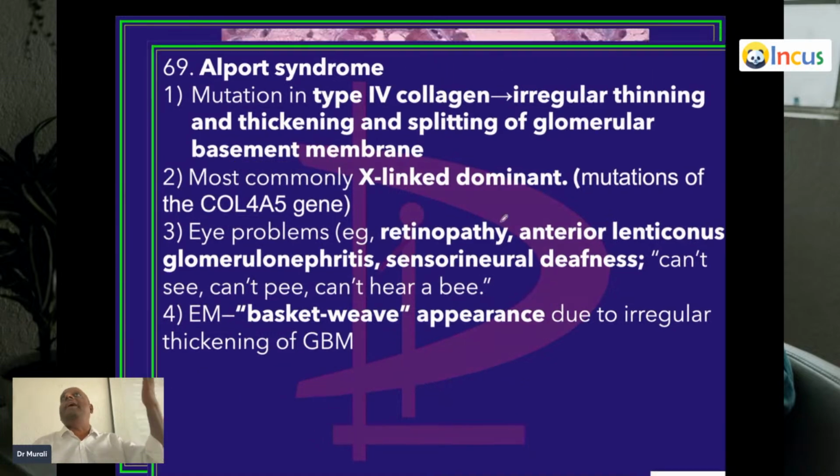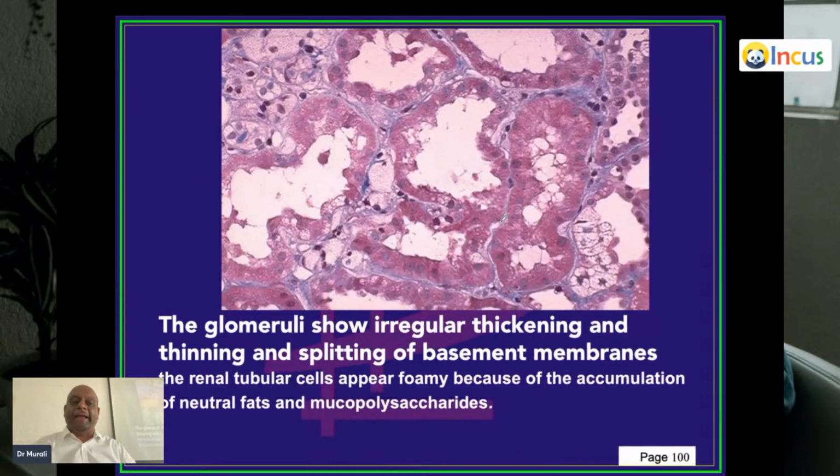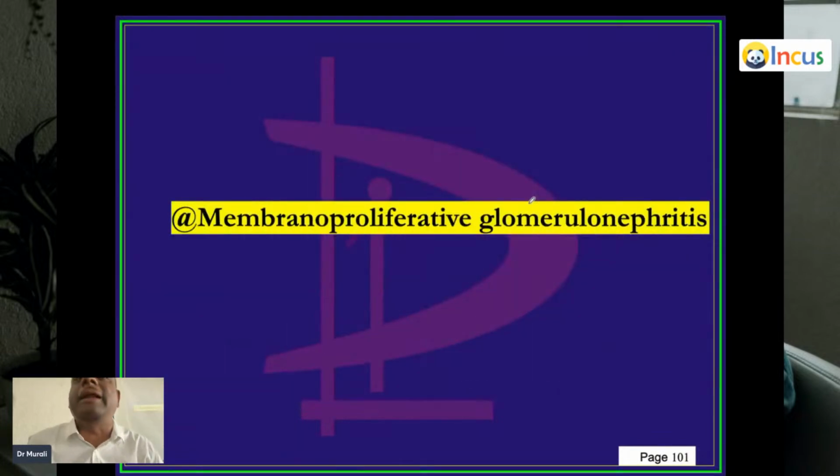So, basket weave appearance. Here you can see the glomerular basement membrane shows irregular thickening and thinning and splitting, along with accumulation of neutral fats and mucopolysaccharides in the GBM in Alport. Finish. Then comes MPGN, membranoproliferative glomerulonephritis.